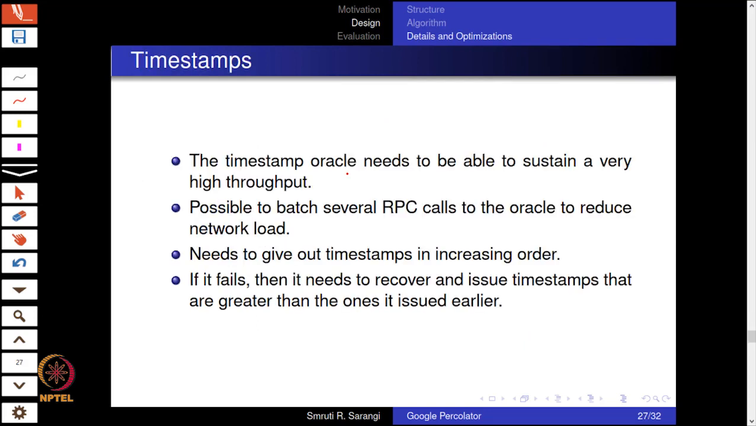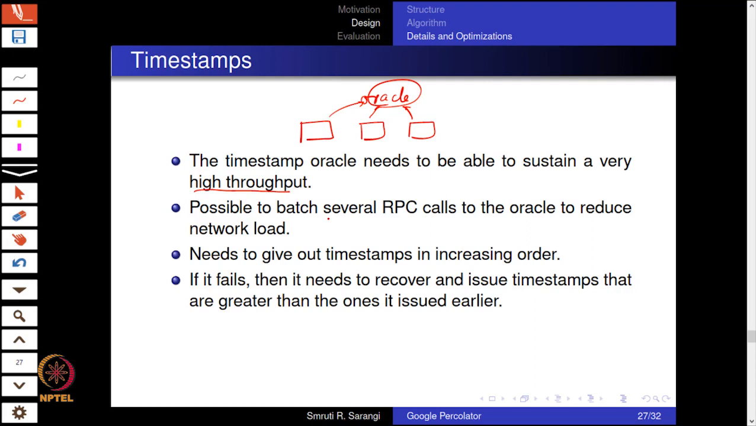So a few details and optimizations. The central point for us was the timestamp oracle, which needs to sustain a very high throughput because all the nodes essentially ask the oracle for a timestamp, which is a global value, right? All of them ask it for a timestamp. So this is of course slow, but one important point to keep in mind is that latency is not really a big concern for us in the design of Percolator, but throughput definitely is.